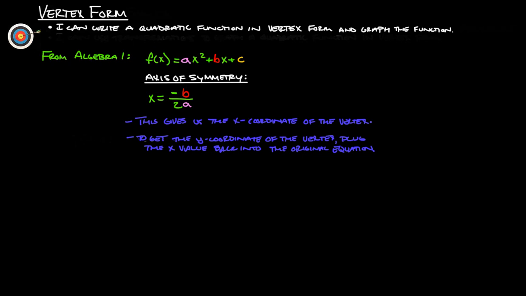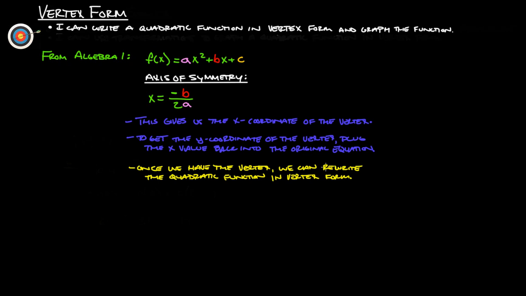Once we have the x-coordinate of the vertex, to get the y-coordinate, we simply plug the x value back into the original equation, and that will tell us the y-coordinate of the vertex. So using our axis of symmetry formula, we can come up with the vertex of this parabola. Also, once we have the vertex, we can rewrite the quadratic function in vertex form, which is what we've been looking at in the last couple of sections. Probably the easiest way to do that is to take a look at some examples.